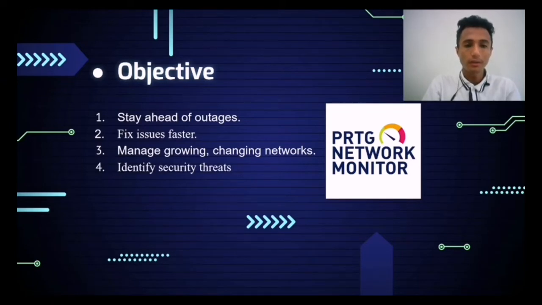We have here our objectives. The first one is stay ahead of outages. Environmental conditions as well as setup concerns can all play a role. One of the most fundamental and straightforward strategies to avoid disruption in the first place is to implement network monitoring. The second objective is fix issues faster.